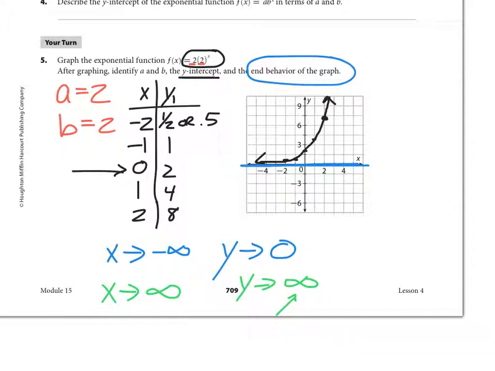Okay, a couple other things to address here. Domain for exponentials is always all real numbers, unless it's a word problem. The range for this particular one is y is greater than 0. Okay, not equal to, because it never reaches the x-axis, but it's going from 0 up.